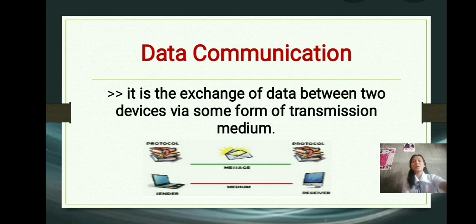For example, a computer connected to the internet via a Wi-Fi connection, which uses a medium to send and receive data from one or more remote servers. So that is an example of data communication. So let's move on to another one.